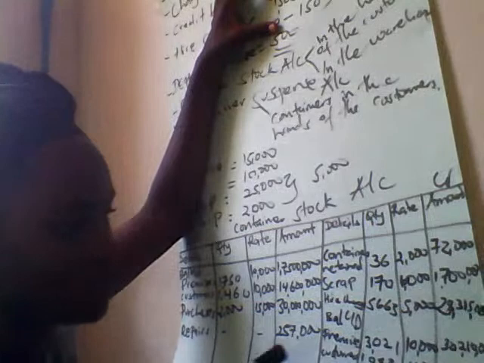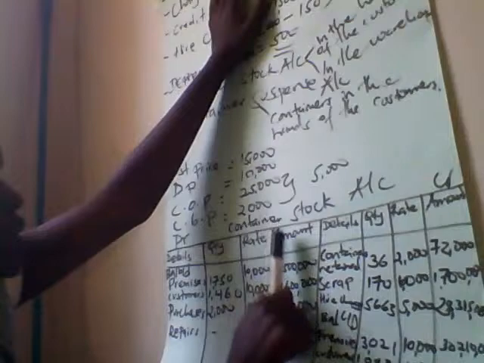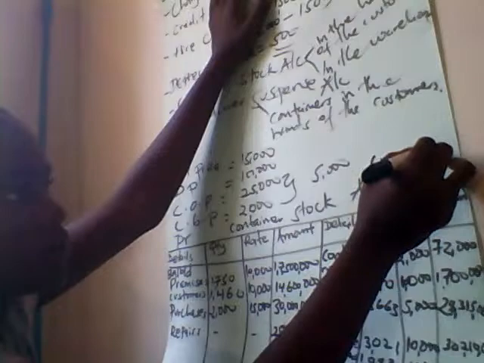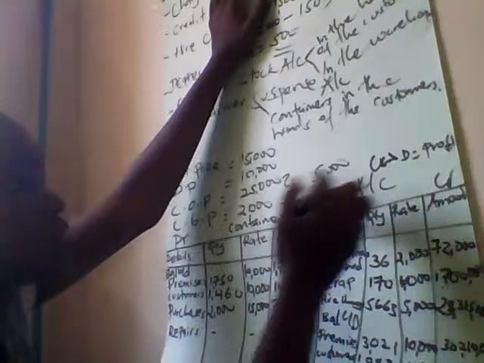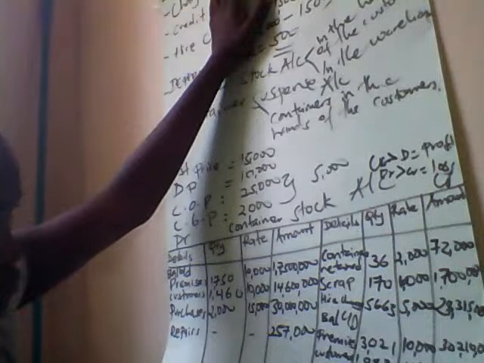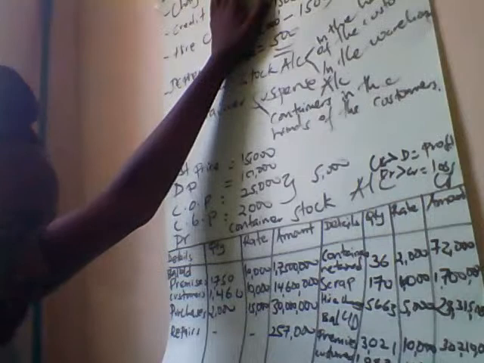Then after, you balance the account. This on the credit side and this on the debit side. Then you see which side is greater. If the credit side is greater than the debit, it's a profit. If the debit is greater than the credit, it is a loss. And that is it. So 72,000 plus 1.7.